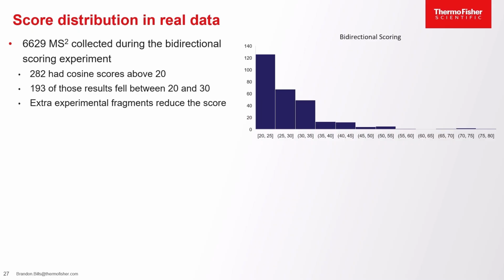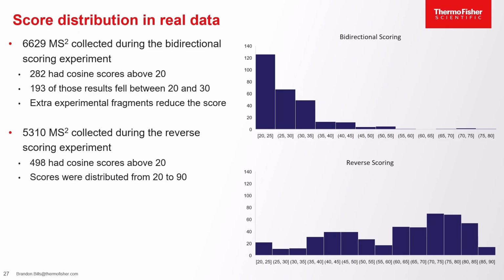Conversely, if we look at reverse scoring, we had 5.3 thousand MS2 collected. Of those, 498 had cosine scores above 20, and they were much more distributed between 20 and 90. That's because your scores only depend on whether or not your library fragments are present in the experimental data.